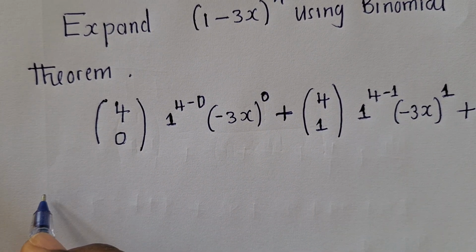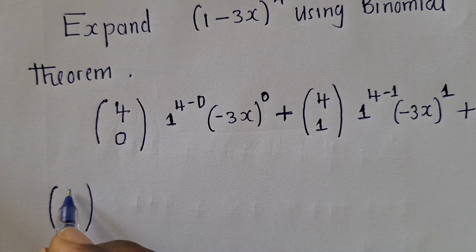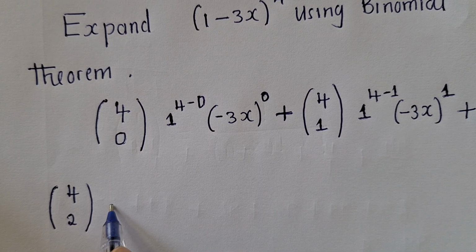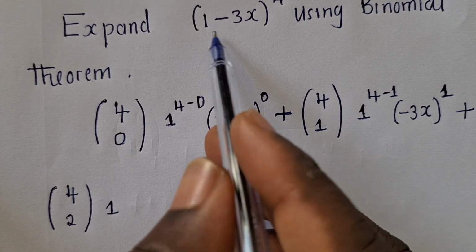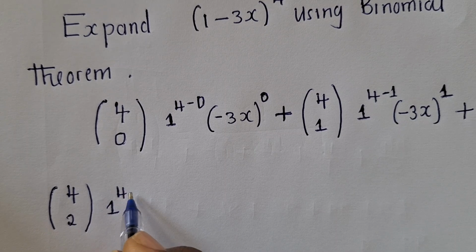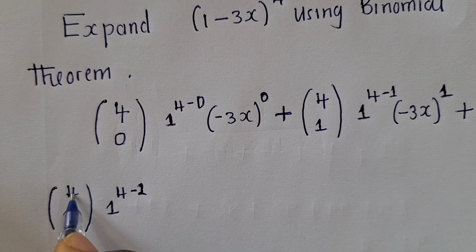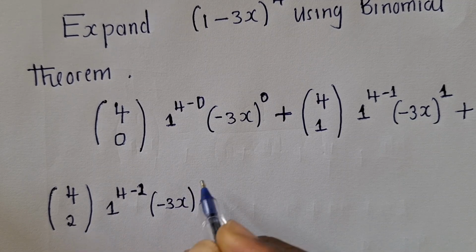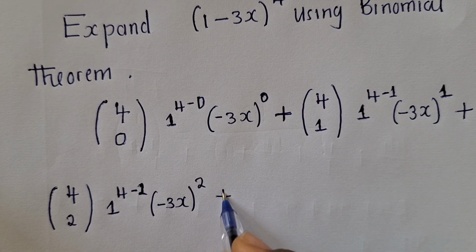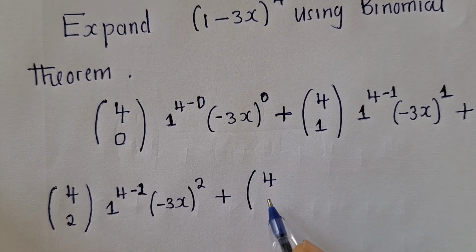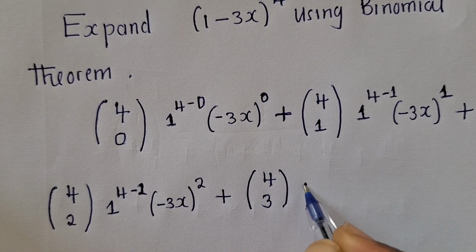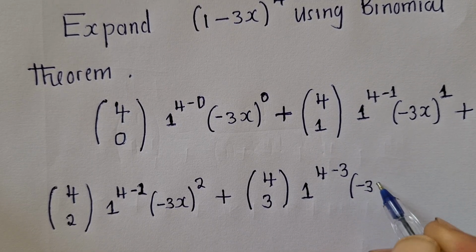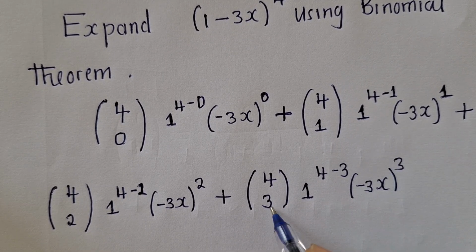Plus. Here, the power is maintained. Down here, we have a 2. From 1, it's 2. We know our a is a 1, so it will be 4 minus 2. For our b there, it will be negative 3x to the power k. I hope you understand the pattern, the way we are moving. So this is 4 choose 3. We've got a 1 to the power 4 minus 3, and our b is negative 3x to the power 3, which is k.